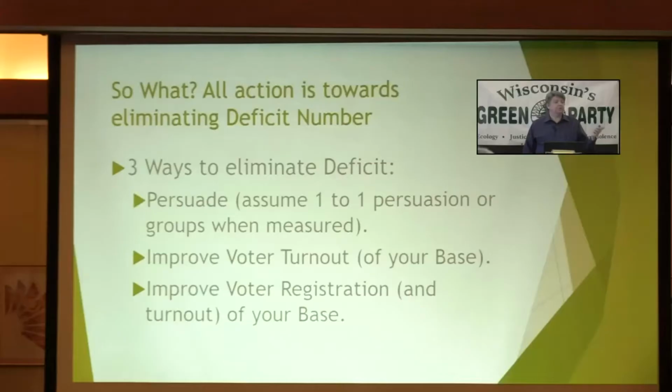That is what a campaign is about. It is about trying to get people to vote for you over somebody else. So, 3 ways to eliminate the deficit. One is, of course, you can persuade more people to vote for you. The second thing is you can improve the voter turnout of your base. And the third one is to improve the number of people that are eligible to vote and likely to vote for you.